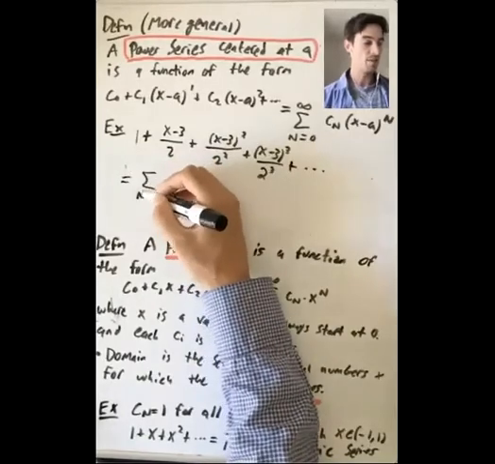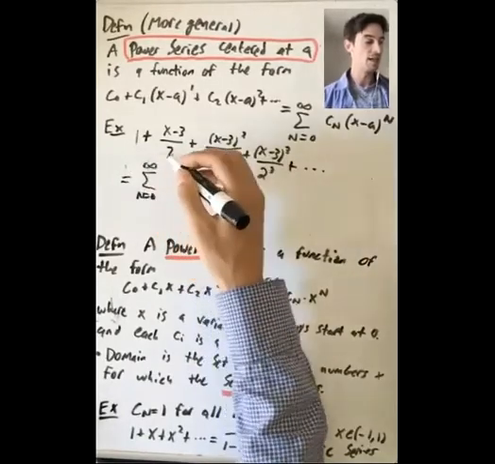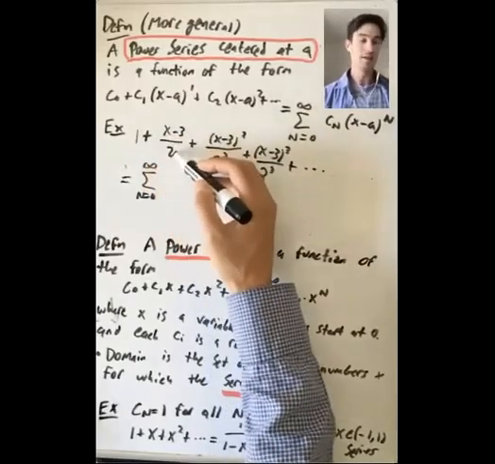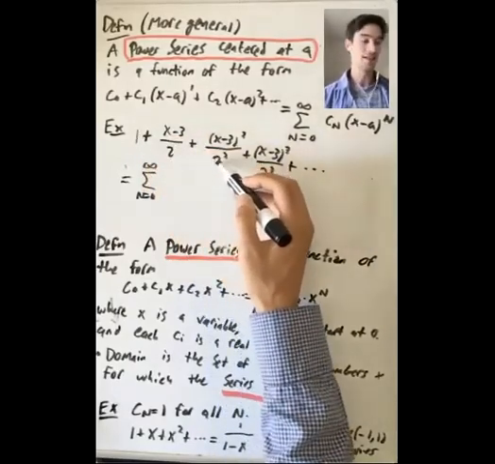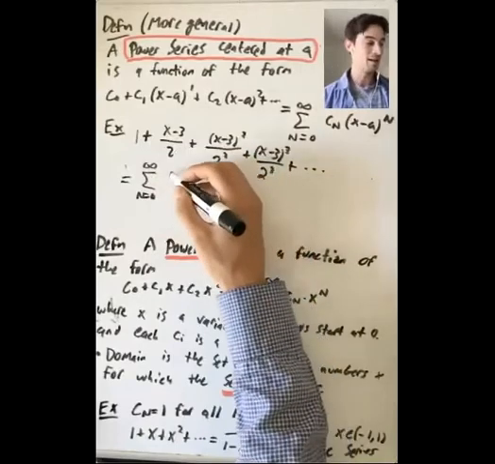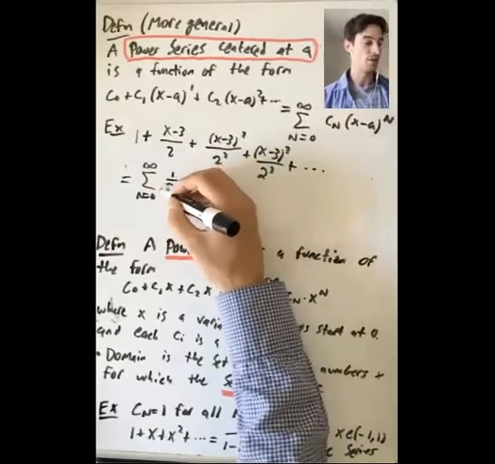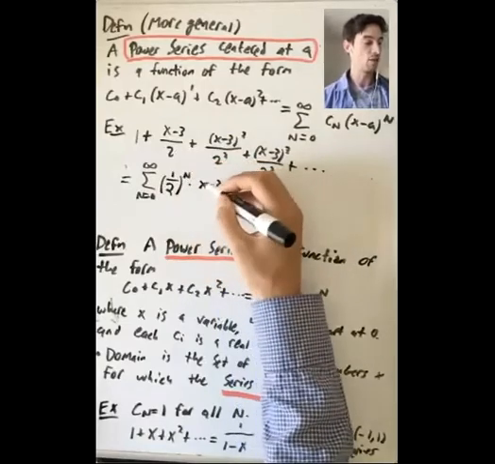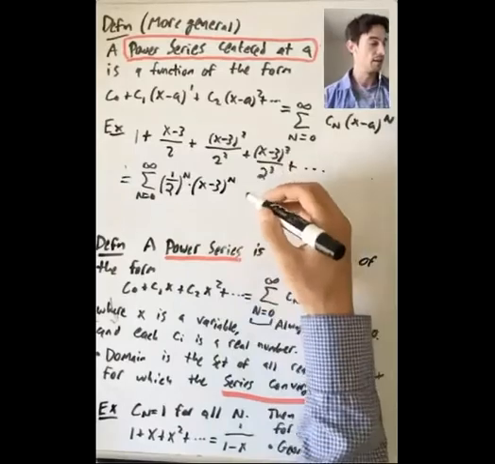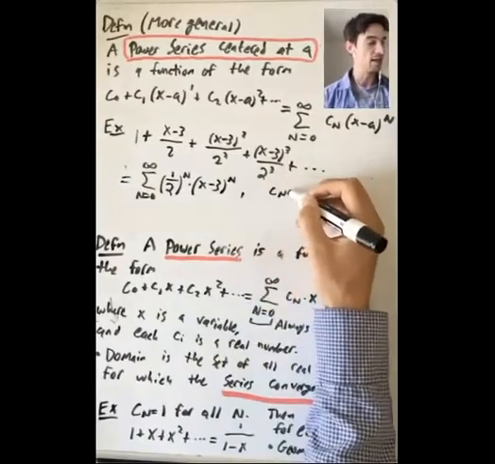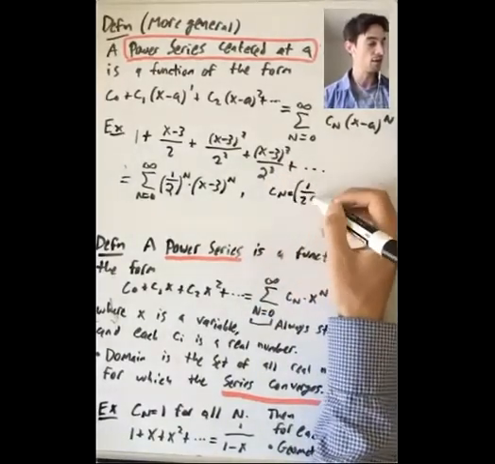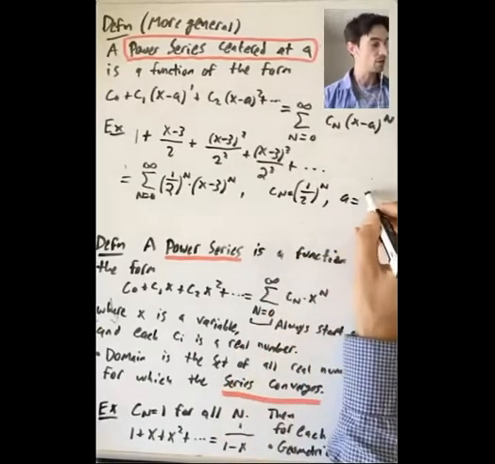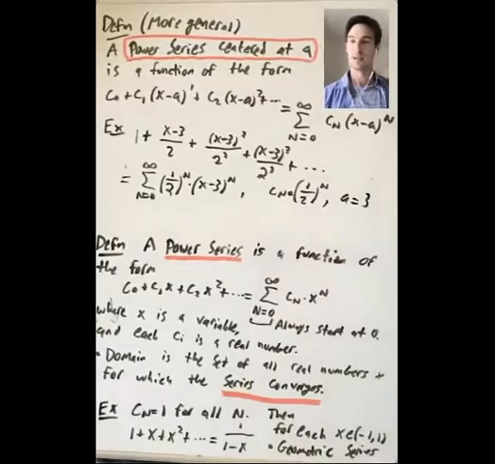Well, it's a sum from n equals 0 to infinity of, well, what is Cn? C0 is 1, C1 is a half, C2 is 1 over 2 squared. You can write 1 over 2 to the n times (x minus 3) to the n. That is Cn equals 1 over 2 to the n, and a equals 3.